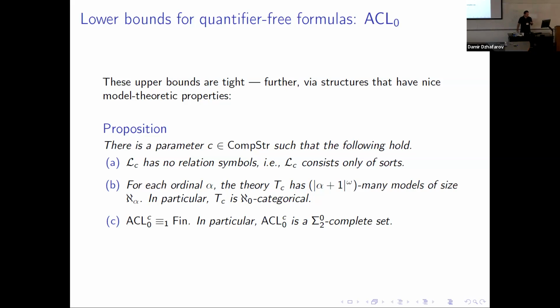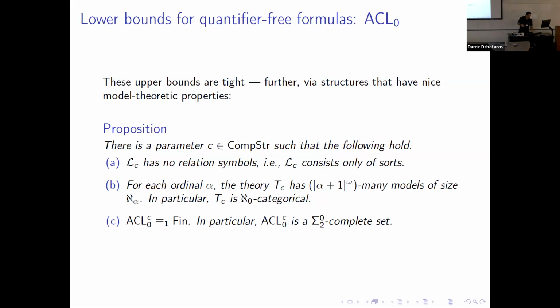There is a computable structure such that the language has no relations, so it just has sorts. For each ordinal alpha, the theory has exactly (alpha plus 1) to the omega many models of size aleph sub alpha. So it's not technically totally categorical, or sorry, uncountably categorical, but it's close. You don't have this sort of blow up to continuum size models, at least below aleph sub omega. And furthermore, this set is one-reducible to finite sets, so it is very strongly a sigma 0, 2 complete set.